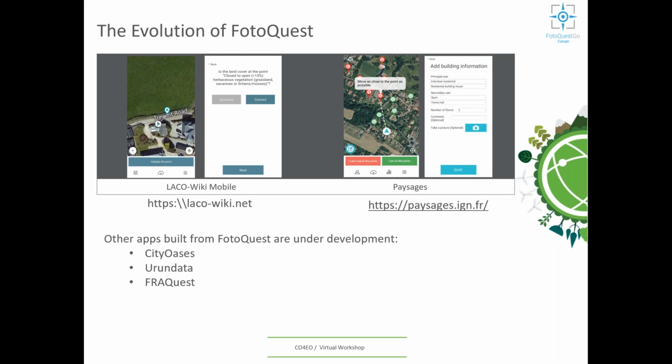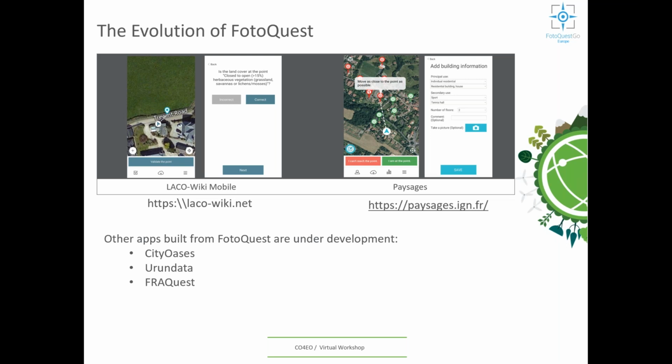And then other apps that have been built from PhotoQuest. So City Oasis, this again is a Landsense app for Vienna. And this is about, you can document places. This is more for urban planning. So I can say, this is a good place for running. This is a good place for walking my dog. This is a good place for relaxing, so that you can build up a perception of the city.